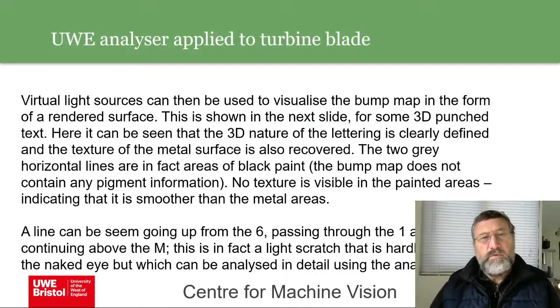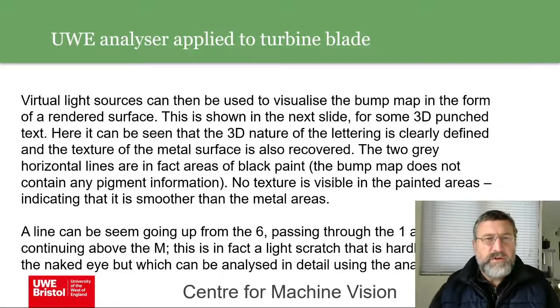And the next thing we can do, once we've recovered the surface, is analyze it in 2D and 3D. I've got rather a lot of text on this slide, but as it says, virtual light sources can then be used to visualize the bump map in the form of the rendered surface. We've shown that on the next slide, and this is, in this case, 3D punched text. Now, the 3D nature of the lettering is clearly defined, and the texture of the metal surface is also recovered.